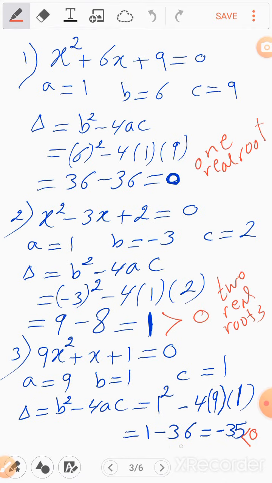So in this, no real roots. Why? Because delta is negative. In the second, we have 2 real roots, 2 distinct real roots in fact, because delta is positive. And in the first one, since delta is 0, hence we have 1 real root.